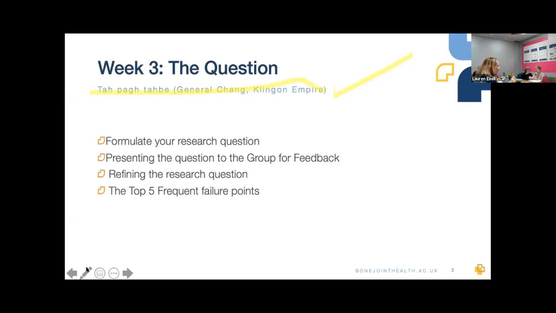And then what we're going to do is I've written a slide for the 5 points that I think are the most common errors made in research questions, and we'll ask Xavier what he thinks his are. Go on to the next one.